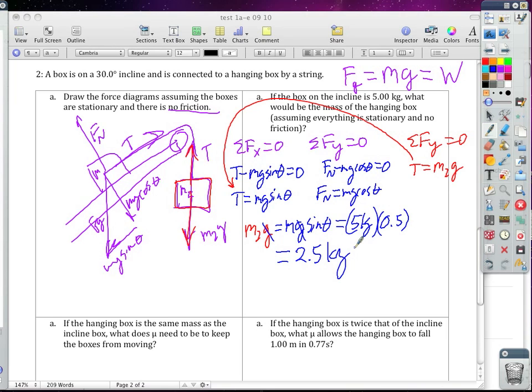Can you just add the two? I just put all the force diagrams together and get what I want, right? It asks for M2, but I don't know tension. Oh, look, I can set these two equal to each other.